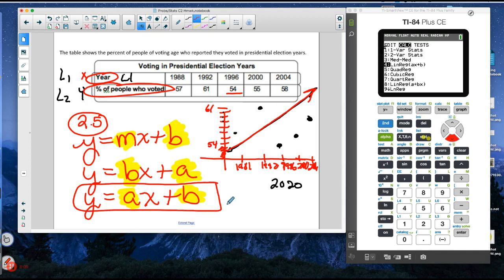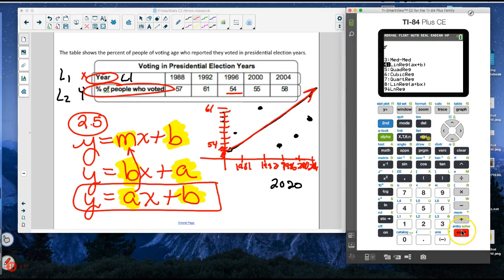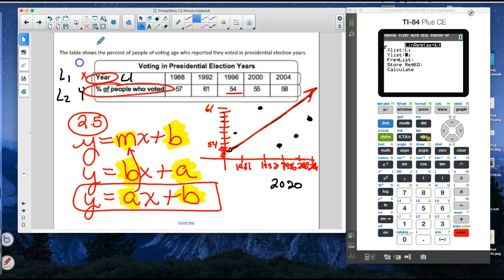So my a that the calculator gives me has to go in for the slope. All right, so let's go see. All I do is hit enter, enter, and it's saying, do you want me to pull the x's from the first list? Yes, remember I told you these are the x's. And then y's, yes, frequency we don't need, store it, we don't need to store it, and we're just going to calculate. So you just keep hitting enter all the way on down.